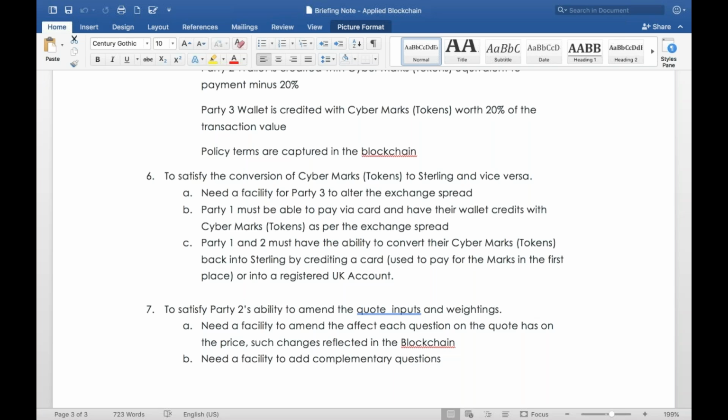So to satisfy parties' ability to amend code inputs, there needs to be a facility to amend each acquisition on the code and on the price. Such changes are reflected in the blockchain, with a facility to add complementary questions. Okay, so it looks like the questions will be stored in the blockchain. This really sounds like a template or a contract execution in blockchain to me.